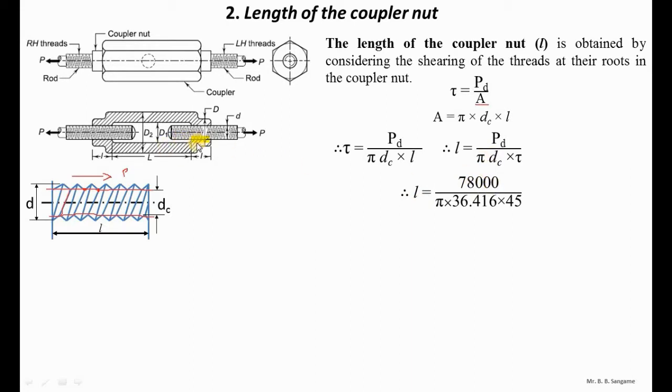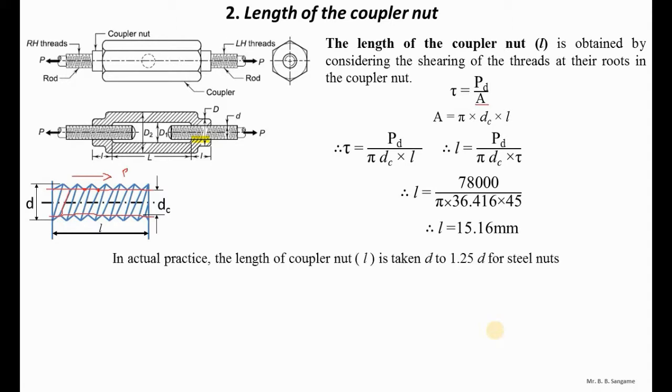Again we are dealing with the threaded portion, so I have selected the design load divided by pi into DC. DC we have already selected as 36.416, and tau is the permissible shear stress, which is already provided in the numerical. So it is 45. Let us calculate. I have found that the length is 15.16 mm. For this calculation the length is 15.16 mm, but the same length we can also calculate by using the empirical relation.